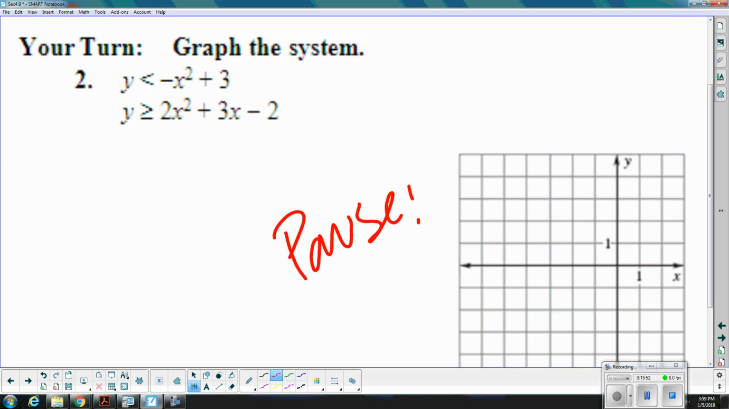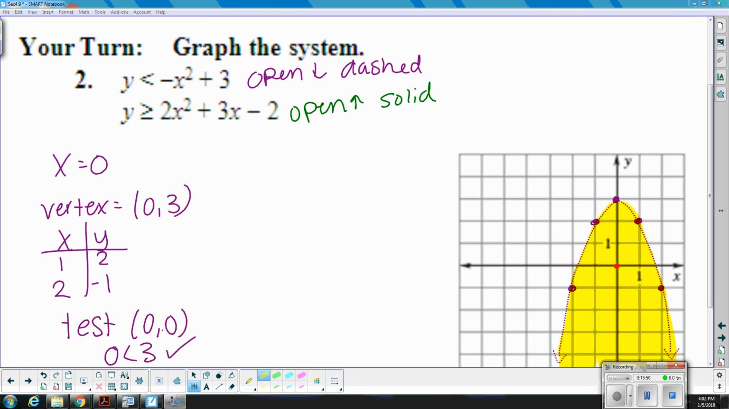inequalities. All right, here is the first inequality. We know it opens down. We're going to use a dashed line. Find the vertex, that is 0, 3. Find two other points and then graph their symmetry points, and then test a point that's inside the parabola to see whether or not it's a solution. So again, I tested 0, 0, which yes, it was a solution, so that is the area that I shaded.